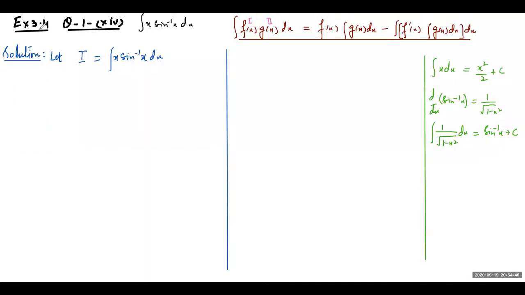Bismillahirrahmanirrahim. Exercise 3.4, question number 1, part 14. Integral x sine inverse x dx.